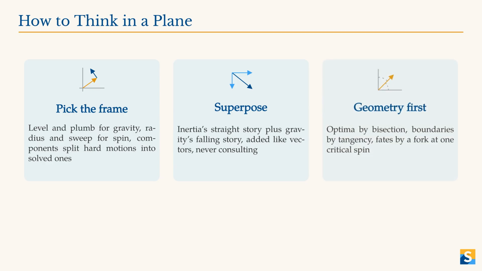Third, geometry answers before calculus. The best angle on a hill came from bisecting 2 directions. The safe zone came from a vanishing discriminant. Centripetal acceleration came from 2 similar triangles. When the picture speaks first, the calculus becomes a confirmation, not a search.